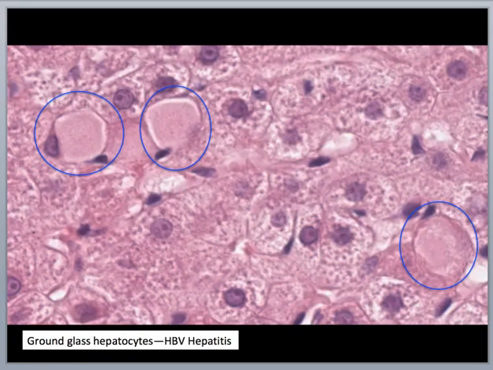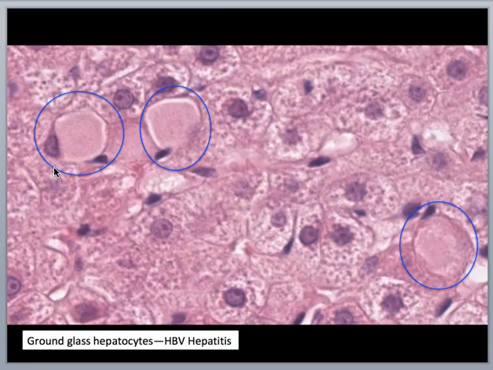There are a couple histopathological findings that can help identify the etiology of the hepatitis. One is ground glass hepatocytes that can be seen in HBV hepatitis. Now, I encircled these cells. I think this is the best example of the ground glass hepatocytes.